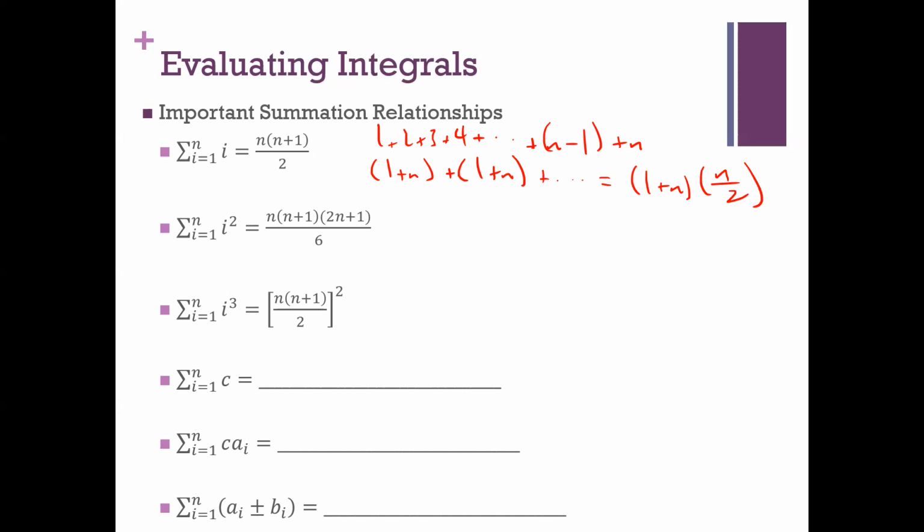But how about this one? If I sum up this many constant c's, what's my sum going to be? Just equal to the constant? Let's start adding things up. When i is equal to 1, what's the first number I'm going to add? What's the variable for these summations? It's not n. It's i, right?